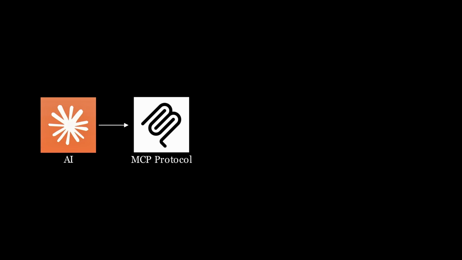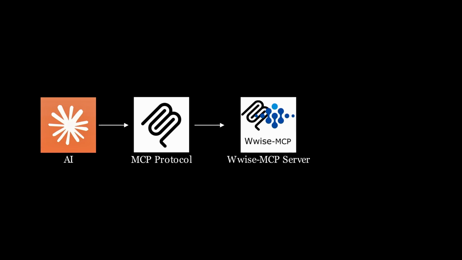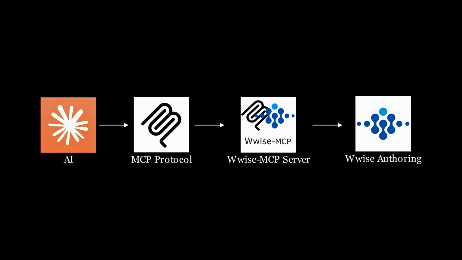This is how it works. When an MCP client like Claude gets a Wwise-related request, it looks at all available tools through the MCP protocol. The AI picks the tools it needs and calls them through the Wwise MCP server that carries out these actions inside Wwise using the Wwise Authoring API.